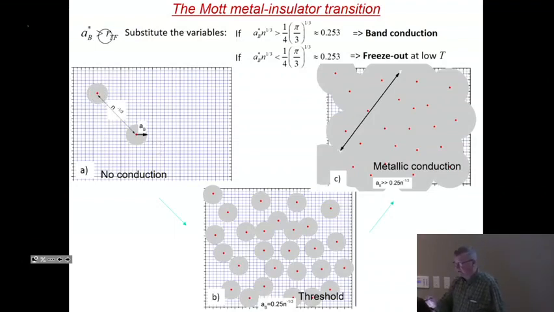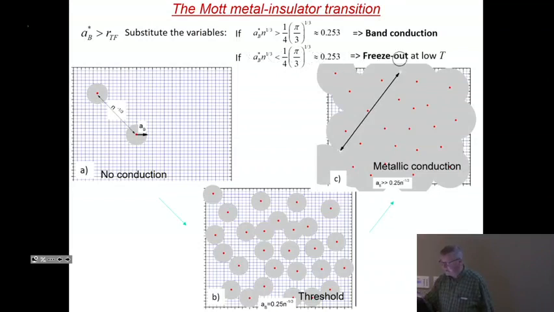And let's write the threshold. Now we substitute the values for R_TF that we had before. R_TF is related to k_F, and therefore it's related to the carrier concentration. So we write this condition as a times the number of electrons to the 1/3 in a 3D system, because of the k_F term in here. And that becomes 1/4 of pi over 3 to the 1/3, which is 0.25. That is the condition for band conduction.